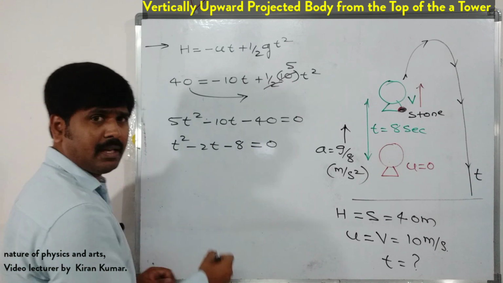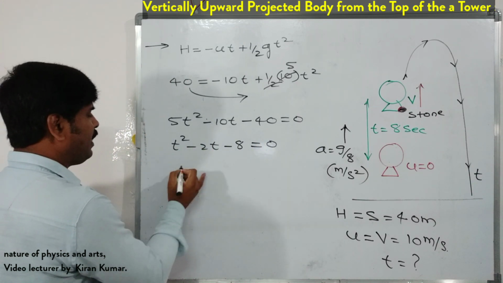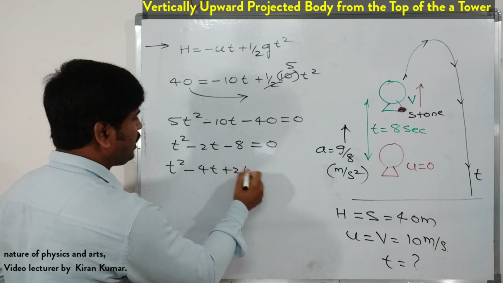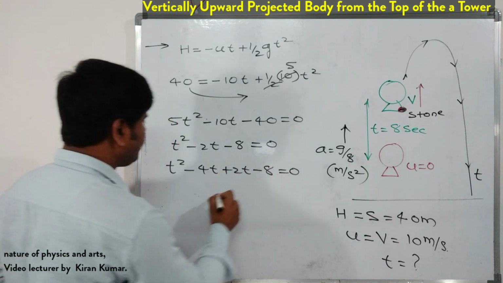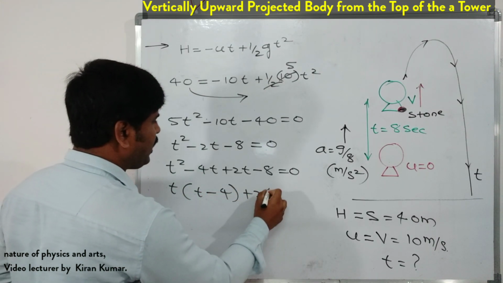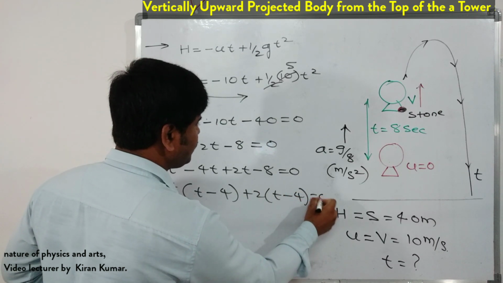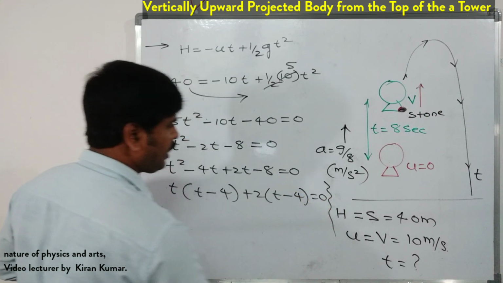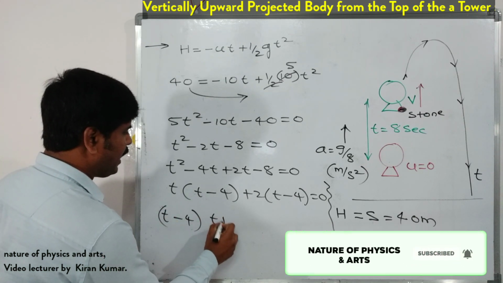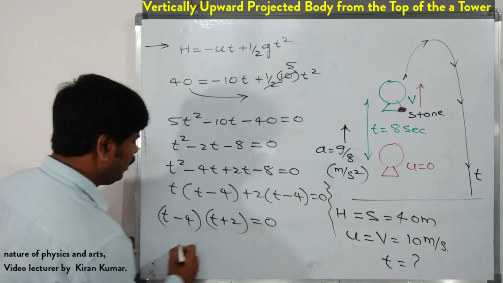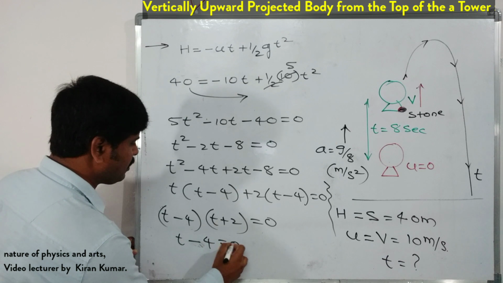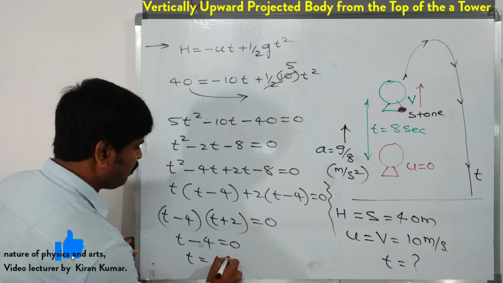5 is common, 0 divided by anything is 0. Then this becomes t square minus 4t plus 2t minus 8, which is equal to 0. So t is common, that is t minus 4, plus 2 is common, t minus 4, which is equal to 0. So t minus 4 into t plus 2 is equal to 0. So t minus 4 is equal to 0 and t is equal to 4 seconds.